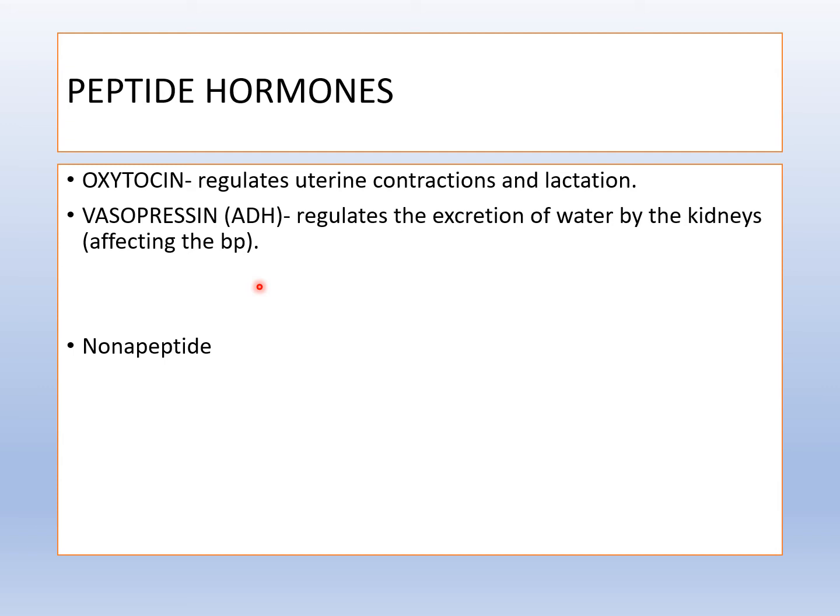So the body will release ADH, antidiuretic hormone, so that through antidiuretic hormone, our kidneys will not release so much water. More water will be retained in our body so that our BP will not be reduced further. See, that's the magic of your hormones.